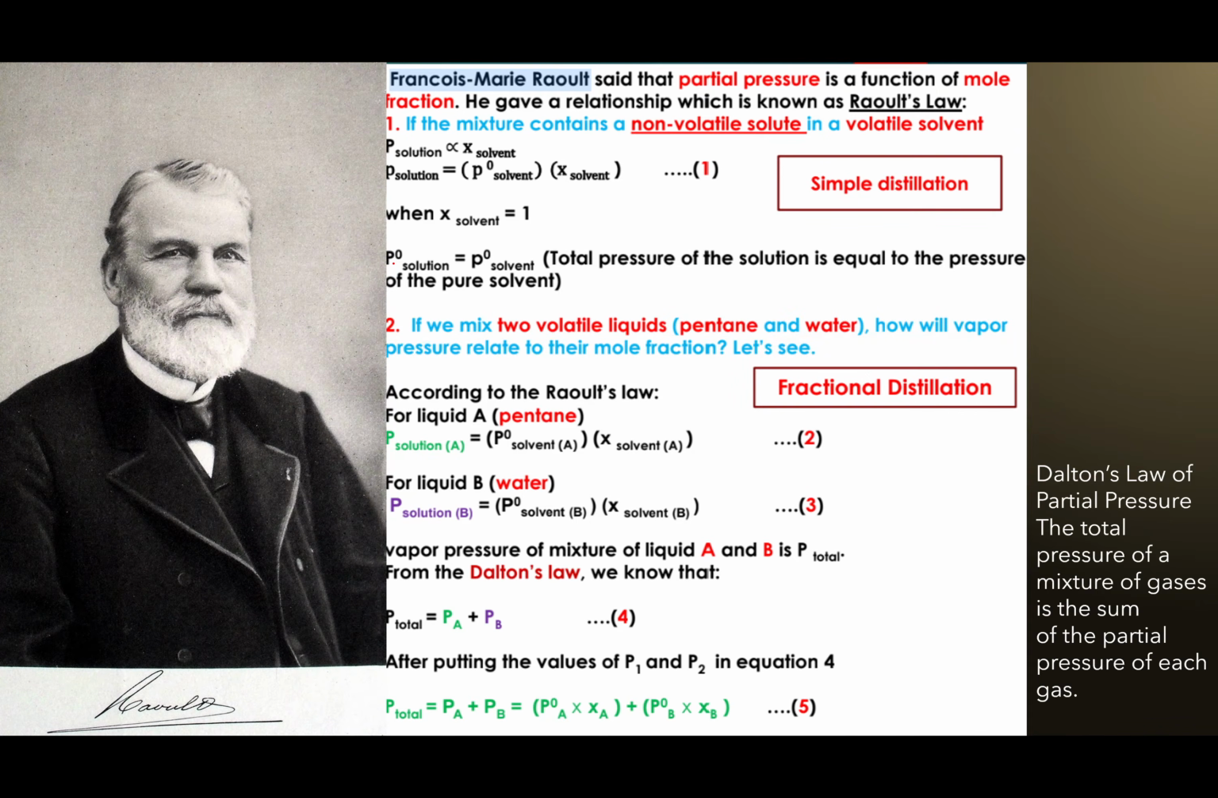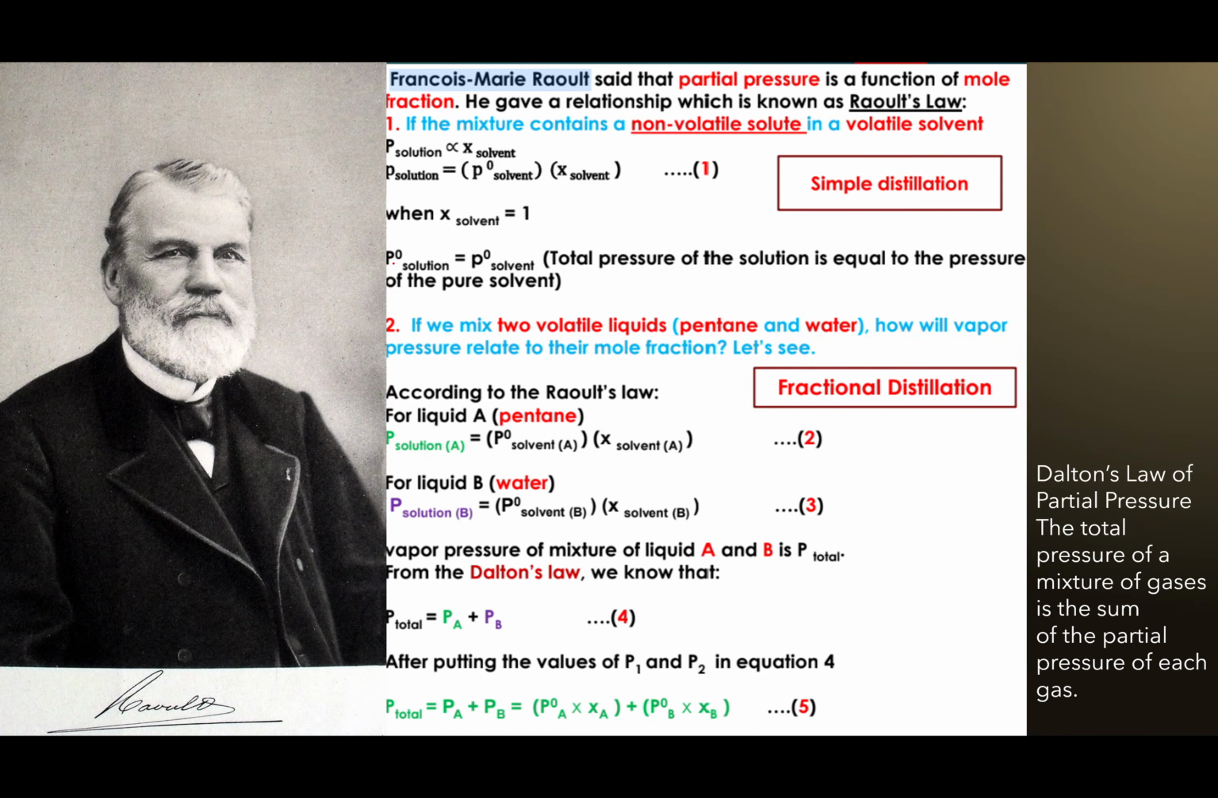That's because you have a mixture of a non-volatile solute and a volatile solvent, meaning that the non-volatile solute is not going to contribute to the vapor pressure because it's not volatile. It's not going to evaporate. So only the solvent will contribute to the vapor pressure, and in this case, the partial pressure will be equal to the vapor pressure.